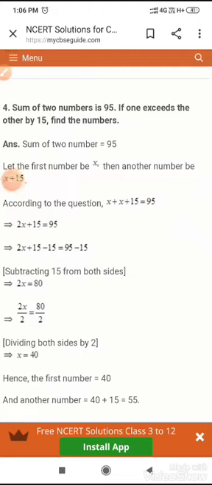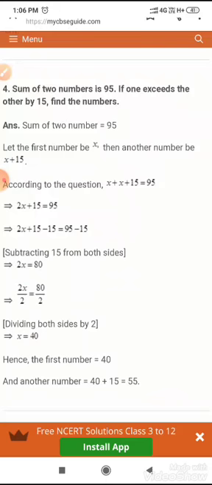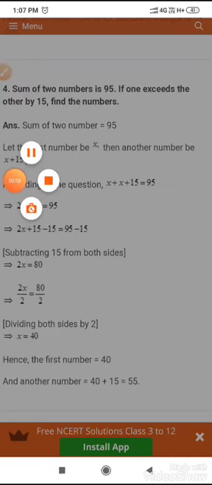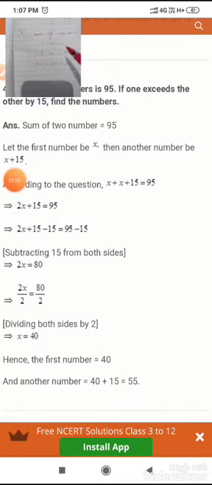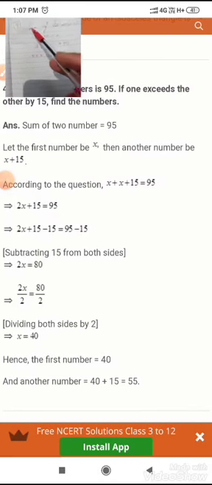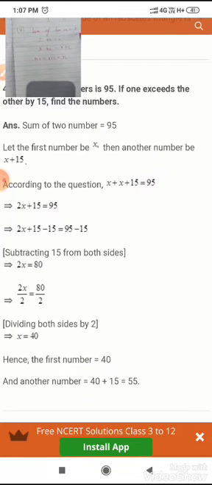Our fourth question is: the sum of two numbers is 95. One exceeds the other by 15. Find the numbers. In this question, it is given that the sum of the two numbers is 95 and one number exceeds the other by 15. Exceed means more. So one number is 15 more than the other number.